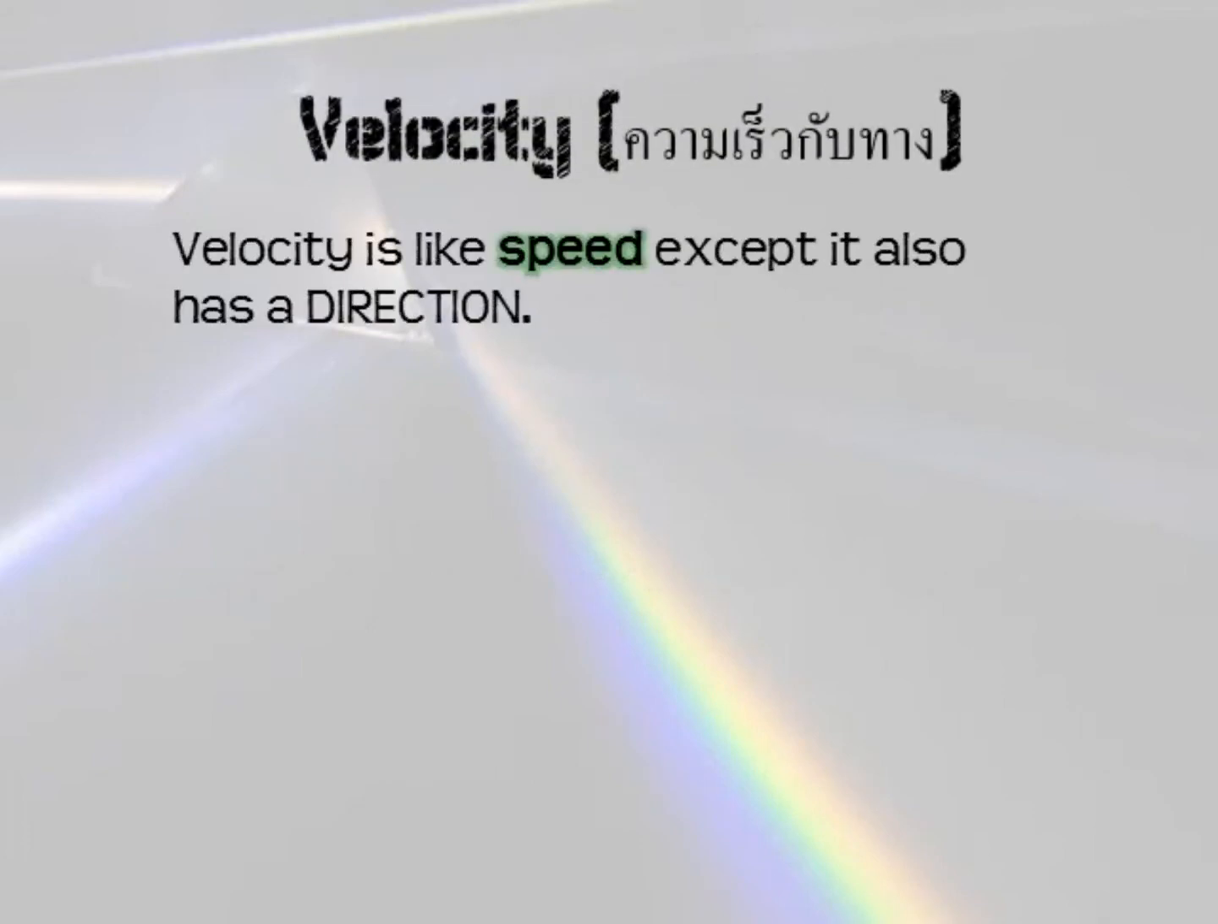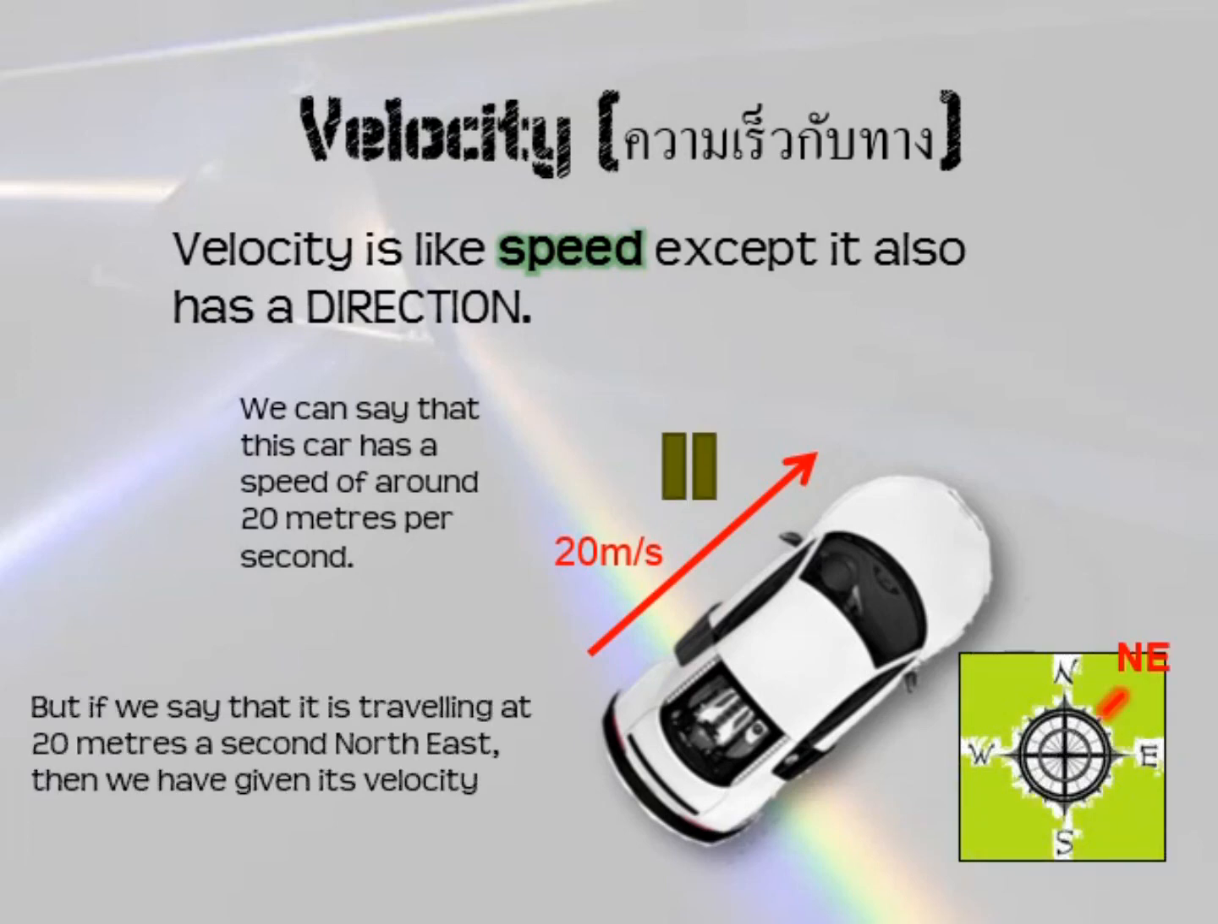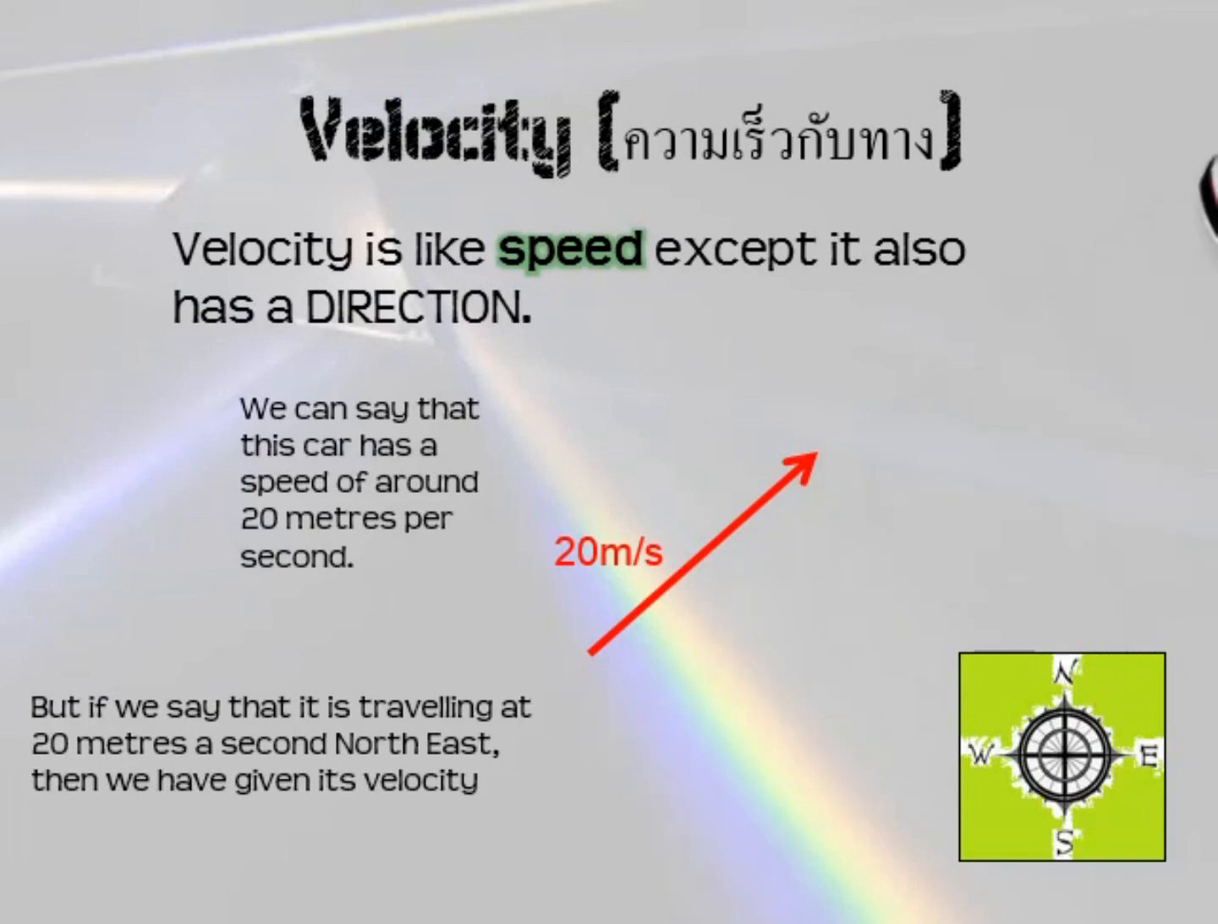Velocity. So velocity is just like speed, except it also has direction. So we can say that this car has a speed of around 20 meters per second. So we know that this car is traveling 20 meters every second, and that is its speed. However, what if we also add a direction? We can say that the car is traveling at 20 meters a second northeast. And now we have given its velocity, because we have given a speed and a direction. In everyday terms, speed and velocity are used almost the same, but in scientific terms, speed and velocity are not the same, because velocity has direction.